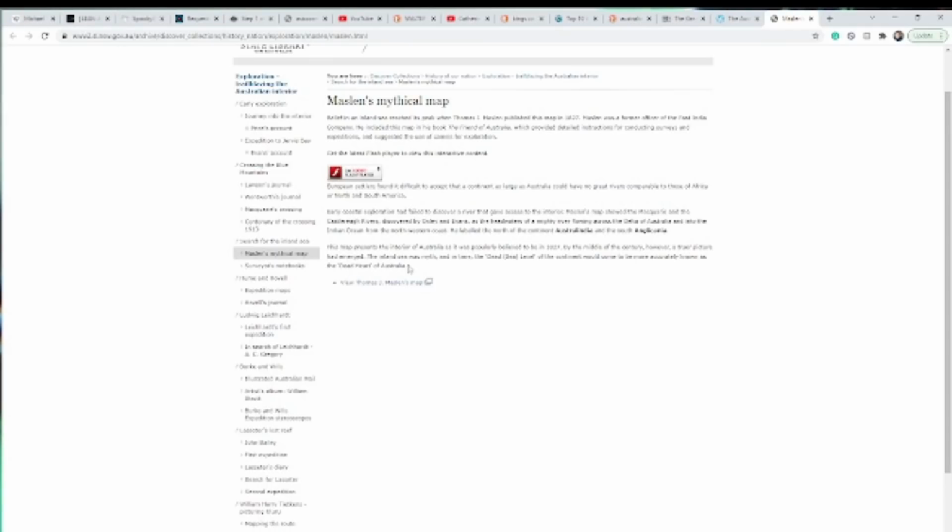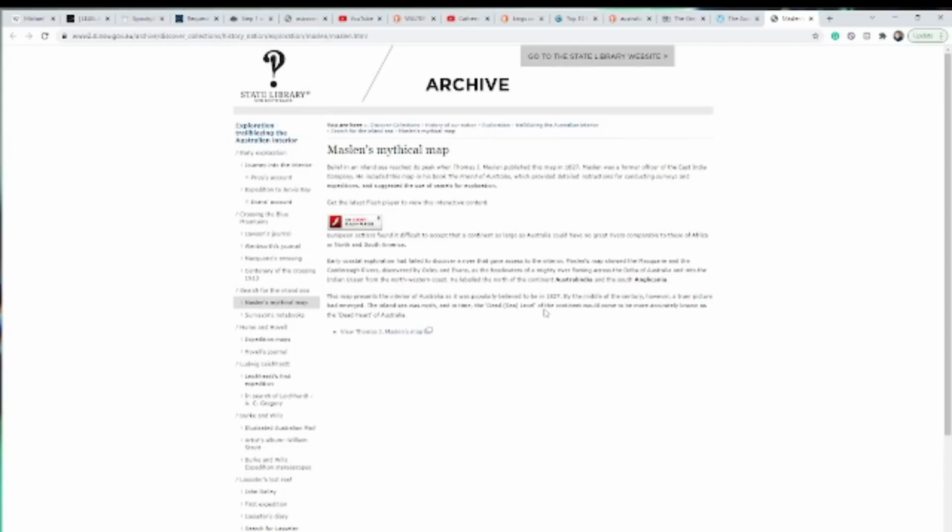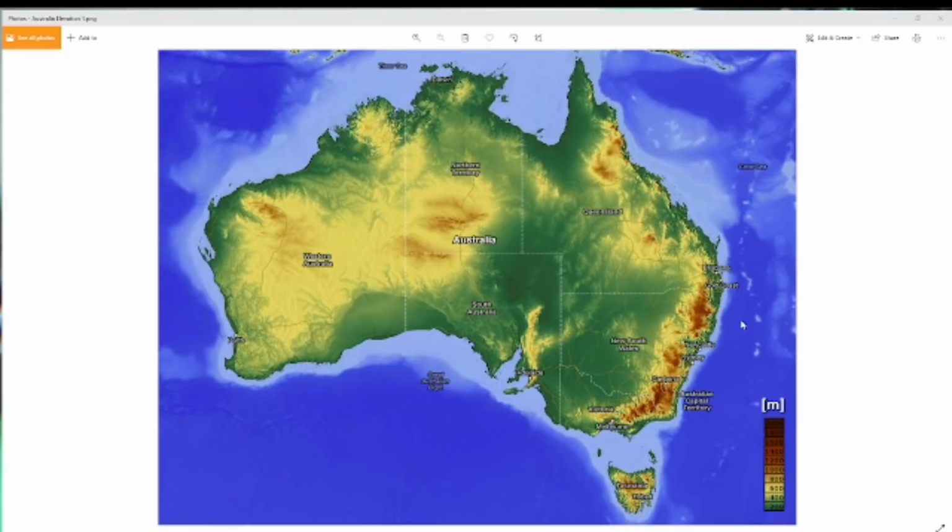A truer picture has emerged. The inland sea was a myth, and in time the Dead Sea level of the continent would come to be more accurately known as the Dead Heart of Australia. So that's the story, that it is a fake. So let's have a look and see if it is true. Is it fact or is it fiction?